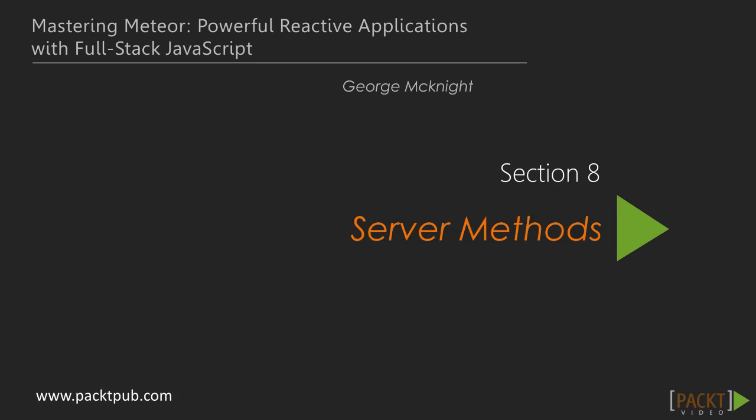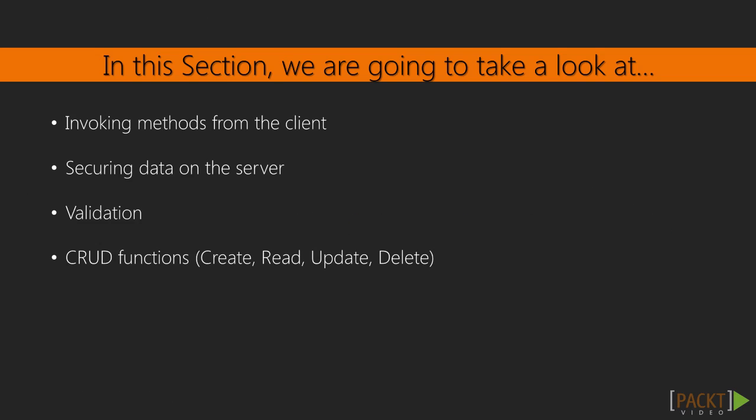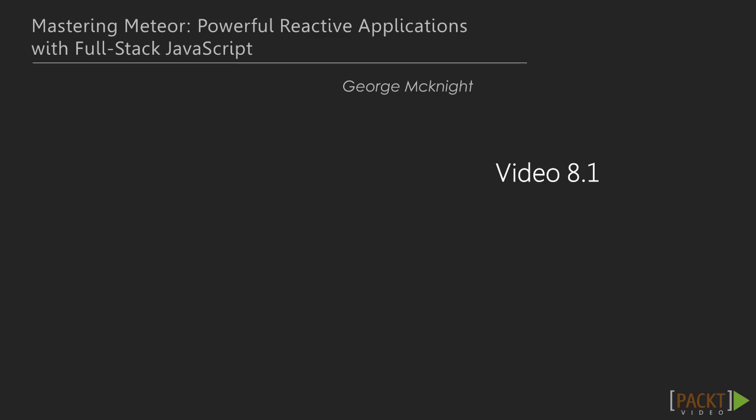Hello and welcome back. This is section 8, server methods. In the previous section, we went over helpers and events. In this section, we're going to take a look at invoking methods from the client, securing data on the server, validation, and then CRUD functions, which do the create, read, update, and delete on our database.